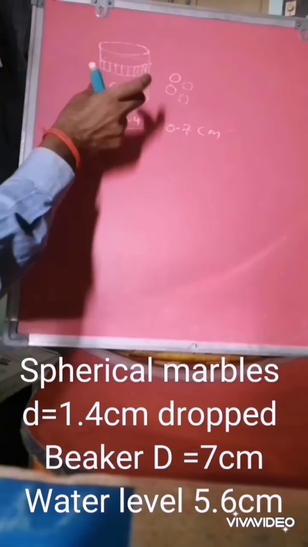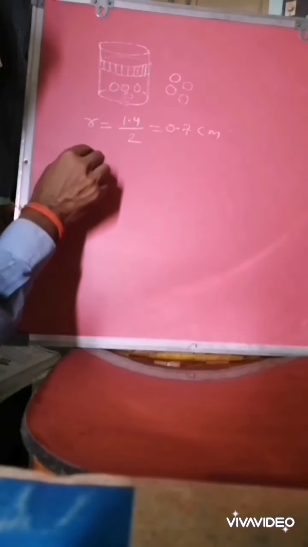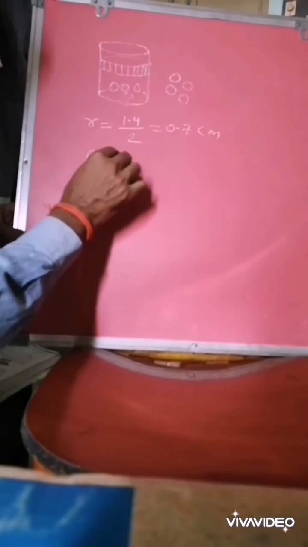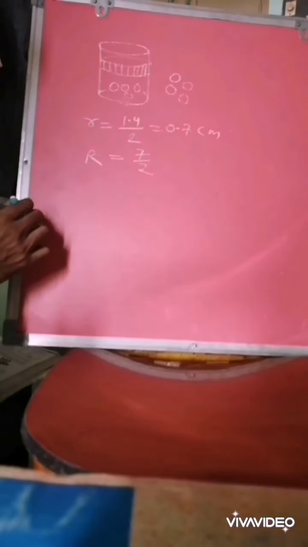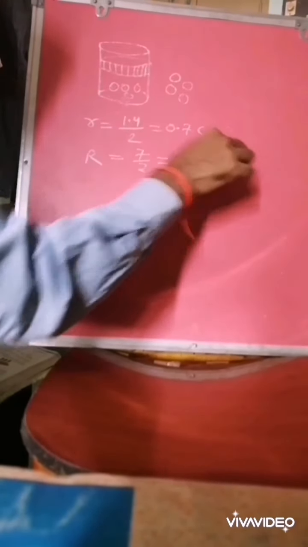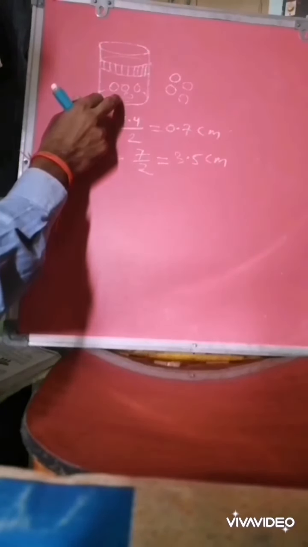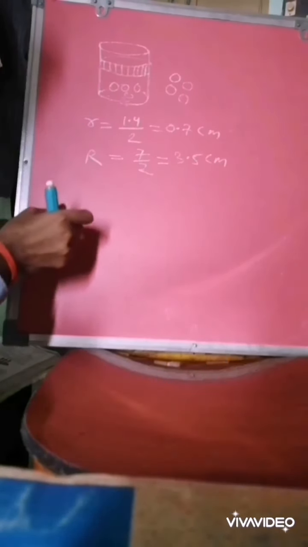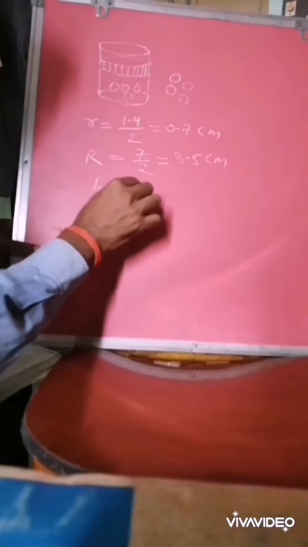Okay, a few marbles. And the beaker diameter is also given, that is 7 cm. So the beaker radius, I will take capital R for the beaker's radius, is 7 by 2 cm. You can write it as 3.5 cm. Now the question is, how many marbles are dropped so that the water rises up to 5.6 cm. So the height of the raised water is 5.6 cm.